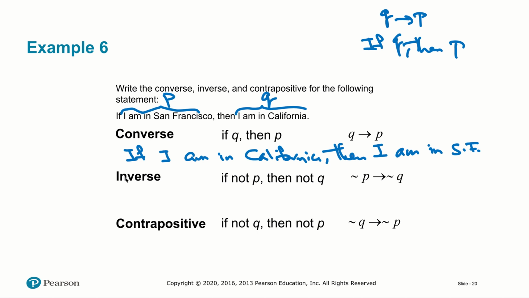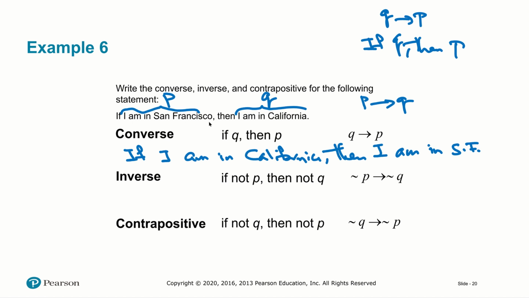All right. For the inverse, we know that the inverse of P implies Q. The original statement, of course, itself is P. Let me not use an arrow, that could get confusing here. So P implies Q is the original statement, right? So we know that the inverse of P implies Q is not P implies not Q. So what is not P? Well, P is if I am in San Francisco.